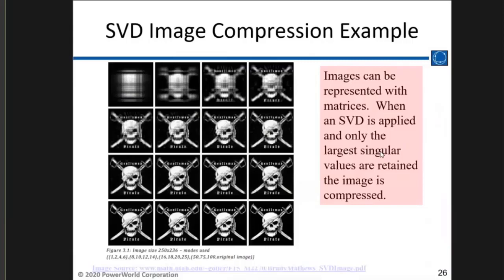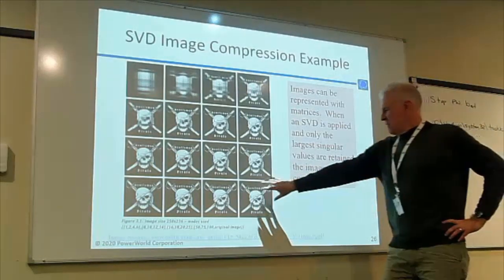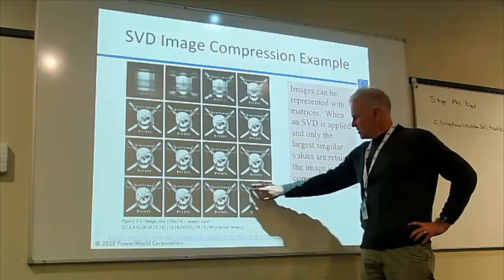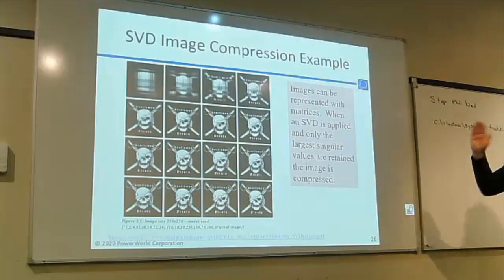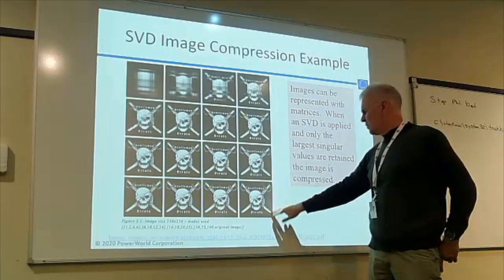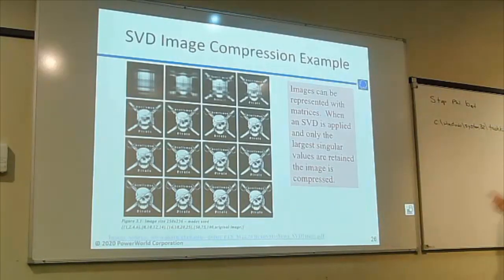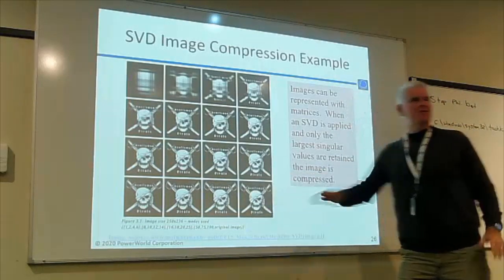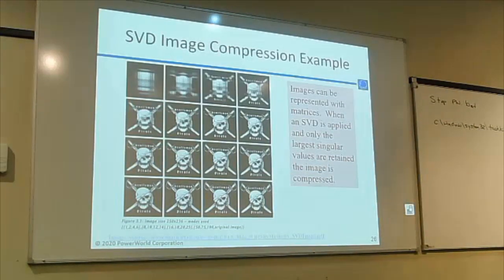Here's an example of representing a matrix using singular values. This is the original image. You can think of that image as a matrix. I think it's a 250 by 250 matrix. It's black and white, so each pixel value is just the color of that pixel. So think of it as 256 by 256. Okay, so I've got a 256 by 256 matrix.